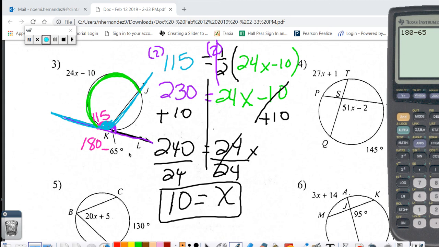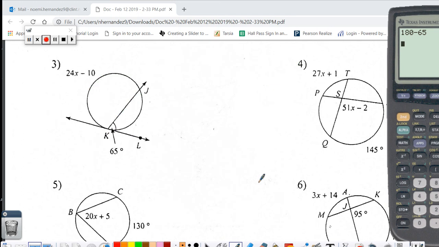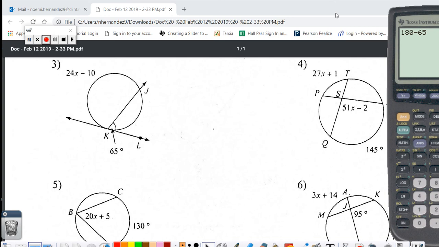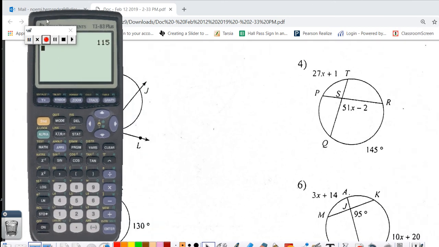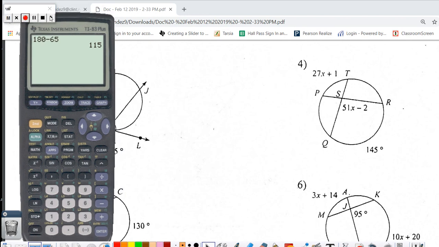Okay, I hope this one was much easier than the other one. If you have any questions, please let me know. So I'm going to go ahead and clear this out. And now I'm going to do one more problem with you, which is going to be problem number 4. So I'm going to move my calculator to this side. I'm going to move this out of the way as well.